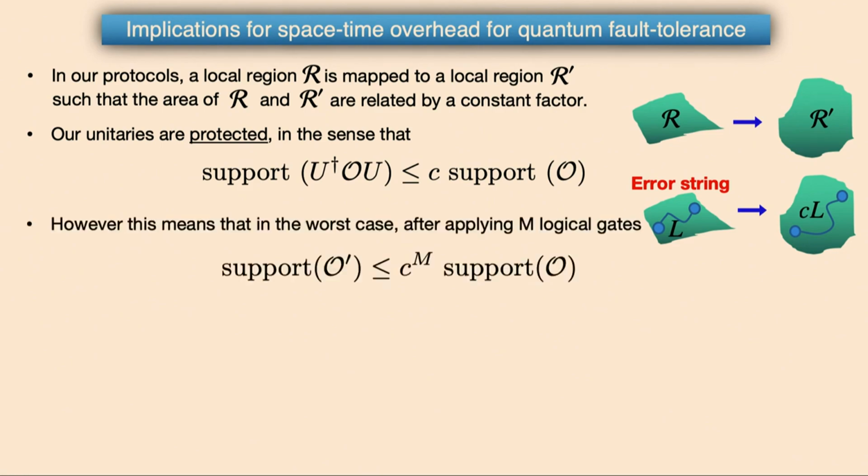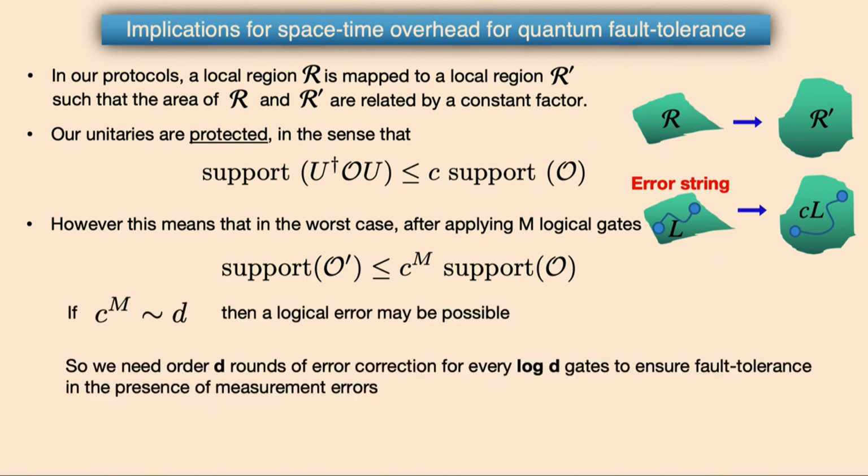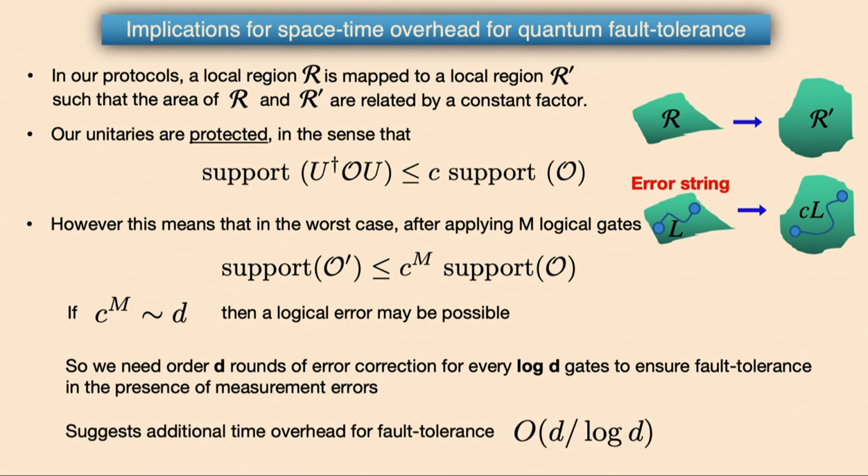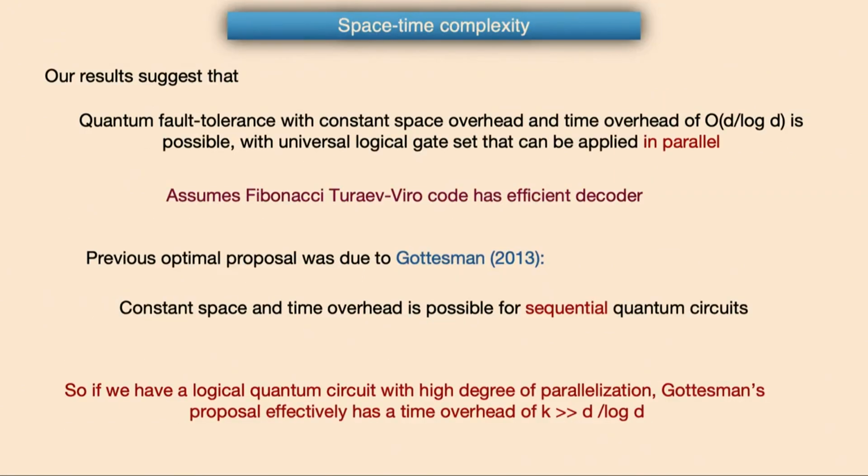However, to achieve full fault tolerance, we should also consider applying multiple of these logical gates and doing decoding. In the worst case, in log d steps, the error string could grow to the code distance. With measurement error, to correct that, we need to do d rounds of syndrome measurements and hence decode the error. So I expect that to achieve full fault tolerance, we have a time overhead of order d over log d.